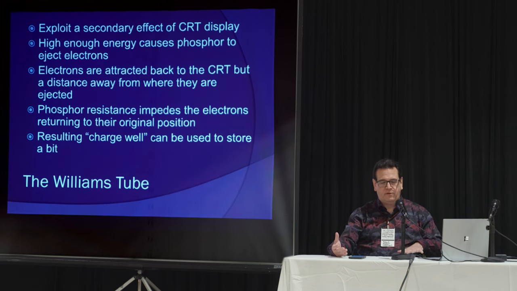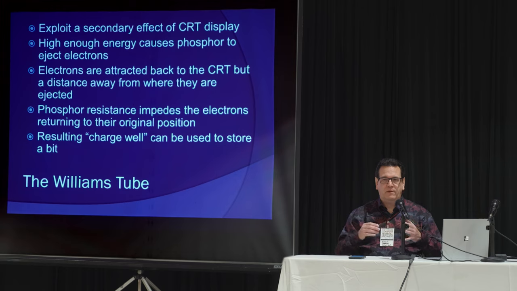And the idea is exploiting a secondary effect of a CRT display: if you shoot an electron beam at a CRT display with enough energy, you create a charge well by ejecting electrons from the phosphor coating on the inside of the CRT. So using a complex set of arrangements that preserves the charge well that you've created, and addressing portions of the screen by deflecting the electron beam in X and Y, you can create a 2D grid of storage cells. And that was an early form of memory that they looked at before they settled on core memory, which you may be familiar with. But the interesting part is that this enabled people to recognize that they could store patterns onto a CRT.